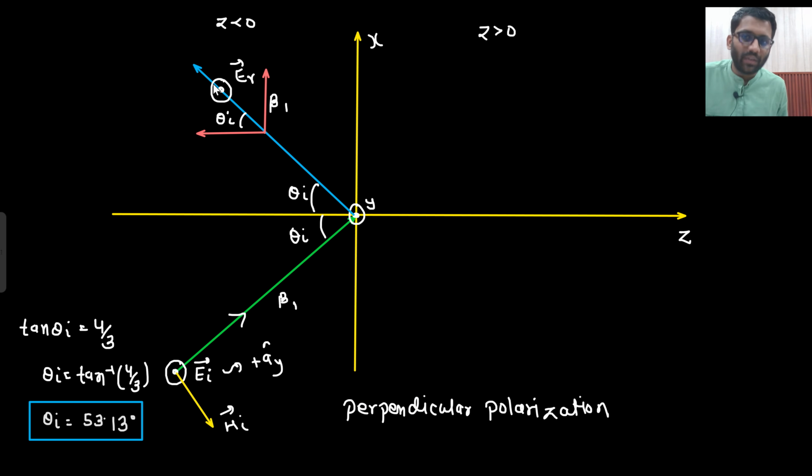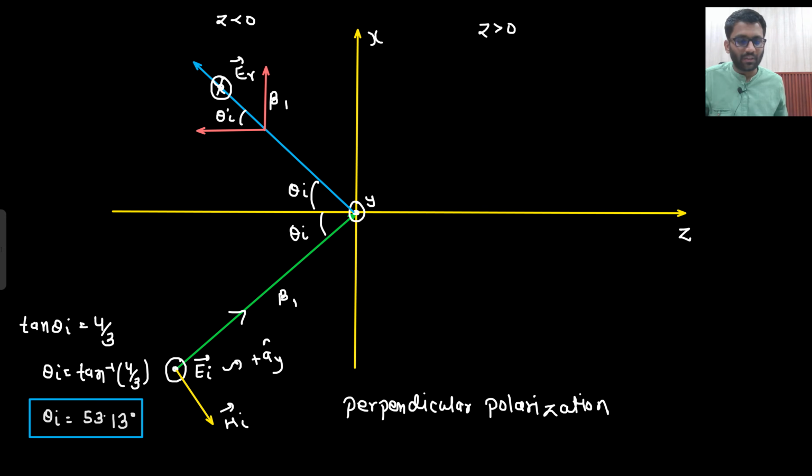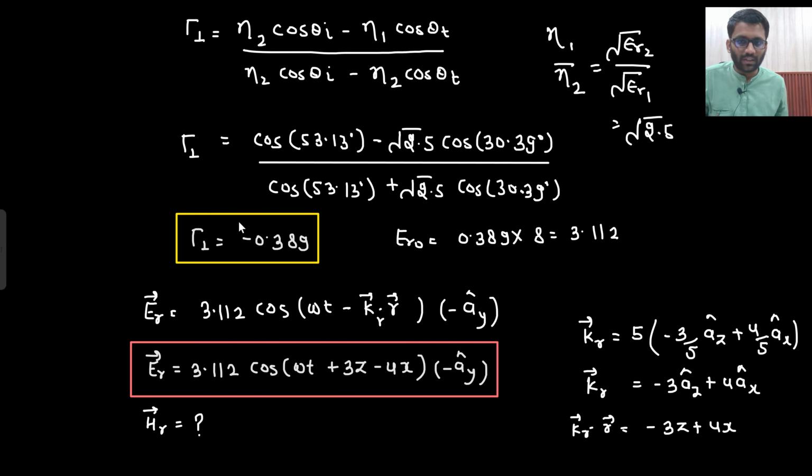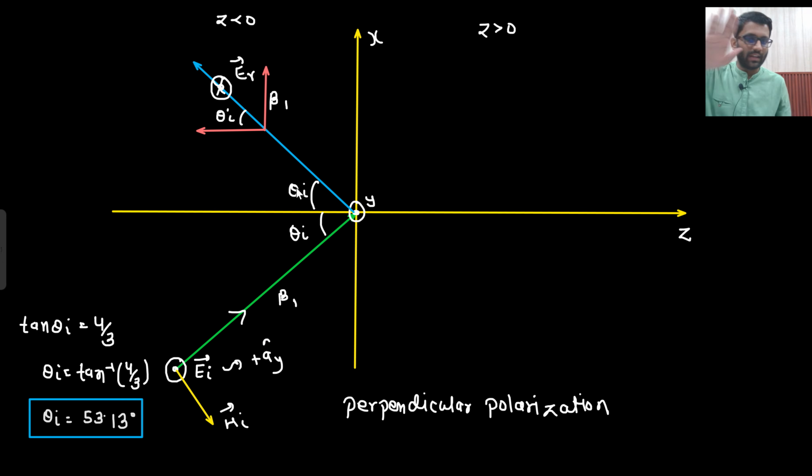And my ER is actually going inside. Here this transmission coefficient became negative, so ER is actually going inside. This is my inside. I need E cross H, and E cross H should give me P. So this is my E cross H, and H would be in this direction. You can do it on your own.